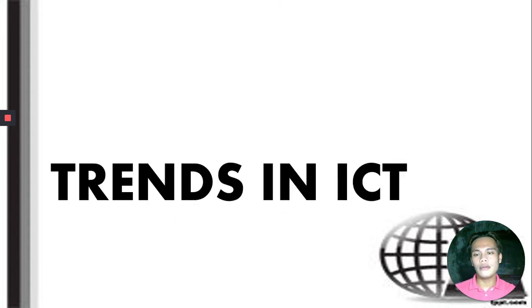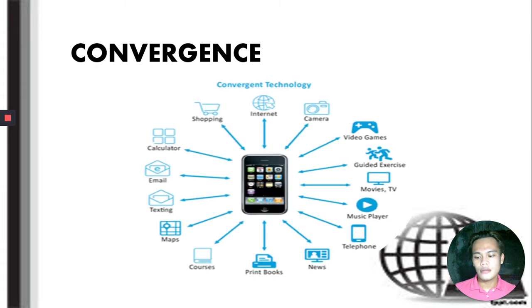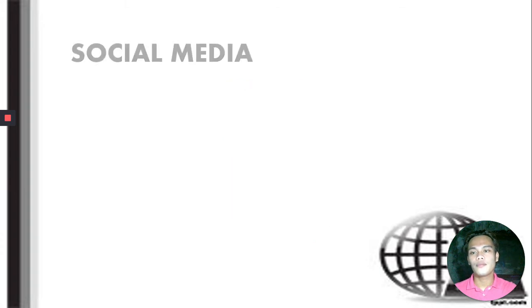Now let's talk about the trends in ICT. The first trend is convergence. Technological convergence is the synergy of technological advancement to work on a similar goal or task. So if we have a goal or a task similar to other work, this is the synergy of the technology and we can use convergence technology.